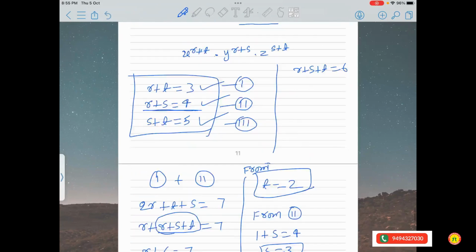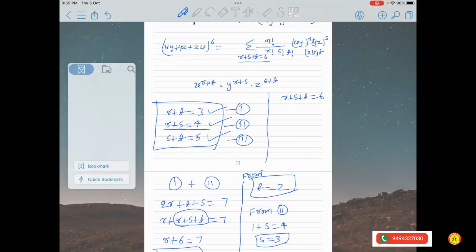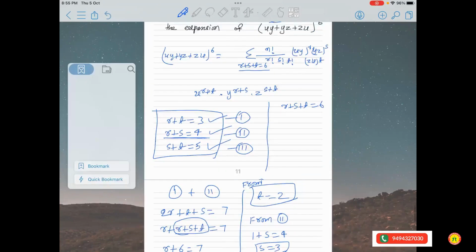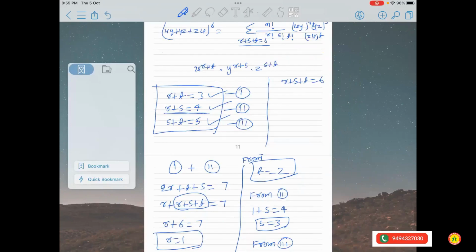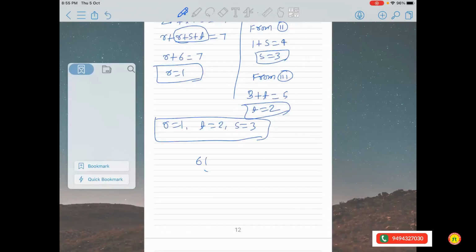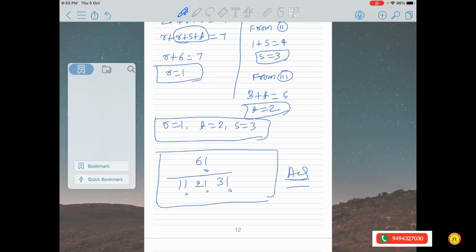So now our answer is what? Our answer is n factorial upon r factorial, s factorial, t factorial. So n factorial is 6 upon r factorial, 1 factorial, t factorial is 2 factorial, and s factorial is 3 factorial. This is the answer for this question. Okay, got it?